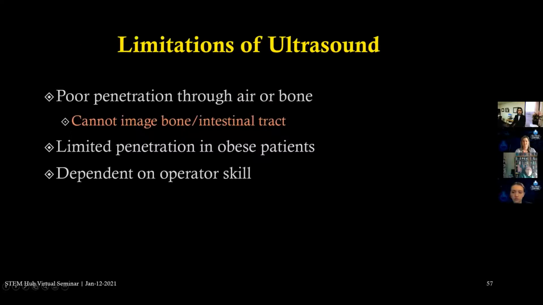And some limitations are you cannot image bone or intestinal tract. So as you see, each of these modalities has specific clinical applications. Bone is evident more on X-rays or CTs, whereas ultrasound is not for bones. It's more for soft tissue. And it's also limited in patients who are obese. And one more thing is it depends on the operator's skill, how well they can place the transducer and collect the images.